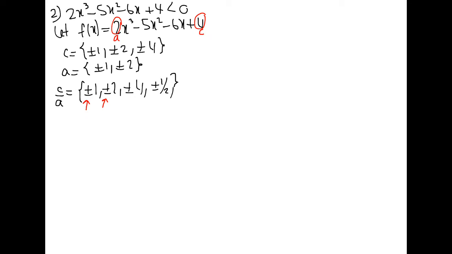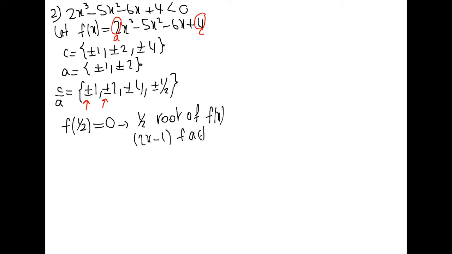Now, as usual, we start trying them one by one in order to find a root of the polynomial. So over here, we would have f of half equal to 0. So half is basically a root of f of x, or 2x minus 1 is a factor of f of x. So I start by dividing f of x either by 2x minus 1 using long division or by half using synthetic division.